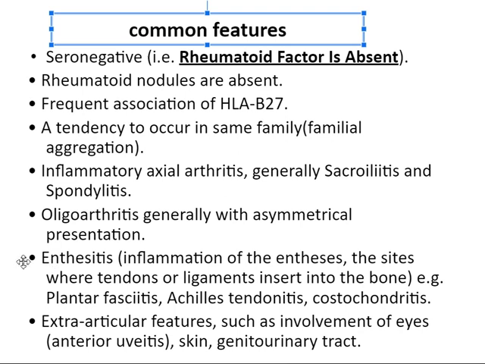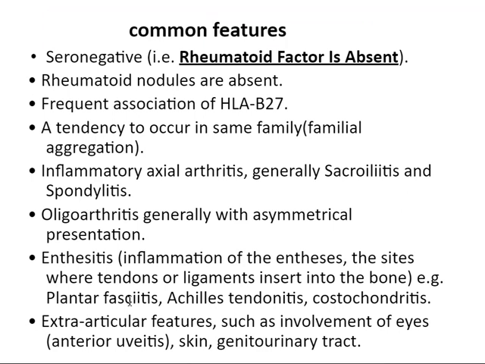What are entheses? The sites where tendons or ligaments insert into the bone. Most commonly it is plantar fasciitis, also Achilles tendinitis, and also costochondritis. But most commonly it is plantar fasciitis and Achilles tendinitis. We can see in most of the patients. And also extra-articular features. This is also one of the main important associations of these spondyloarthropathies. Most frequently, they are associated with extra-articular features like involvement of eyes, anterior uveitis, skin, and genitourinary tract.